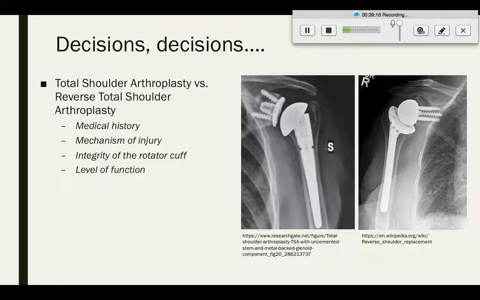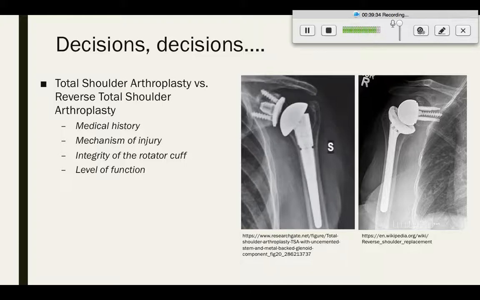Decisions. So how do we choose between a total shoulder arthroplasty or a reverse total shoulder arthroplasty? Well, there are some factors that we want to take into account. So let's at least talk about what a total shoulder arthroplasty versus a reverse is. It's exactly like it sounds.